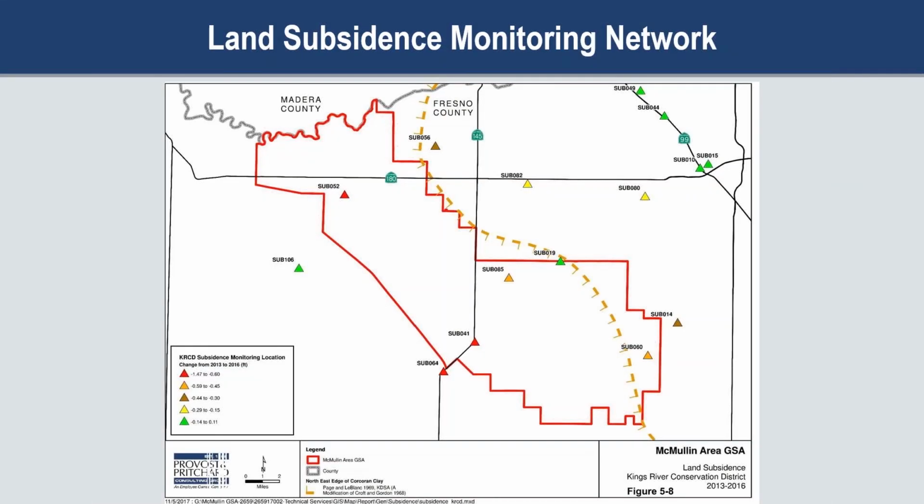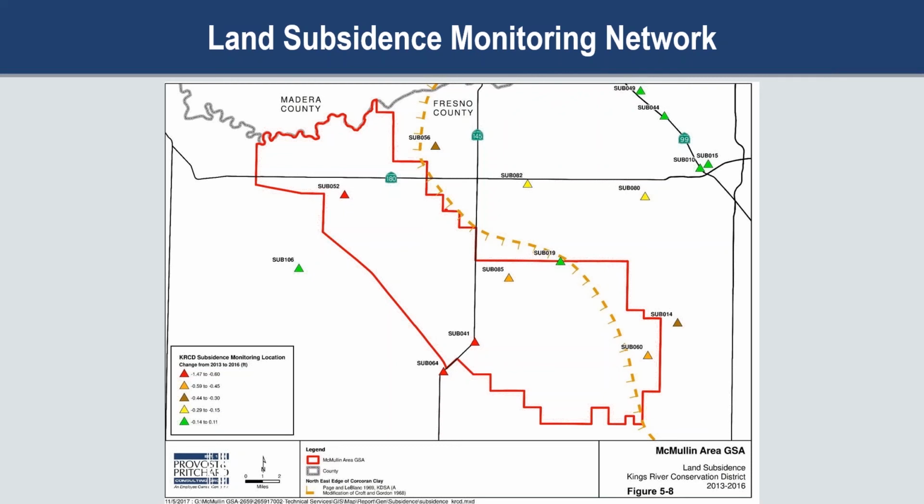So we will be using 2 different monitoring networks for land subsidence within MAGSA. The first one is KRCDS subsidence monitoring stations. There are only 5 within MAGSA, and they're spaced out. So we'll use this to get actual data in specific locations.